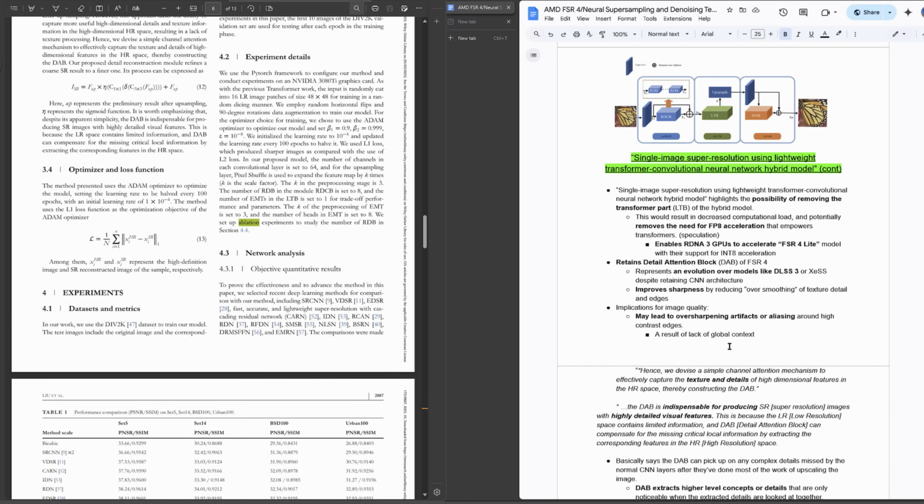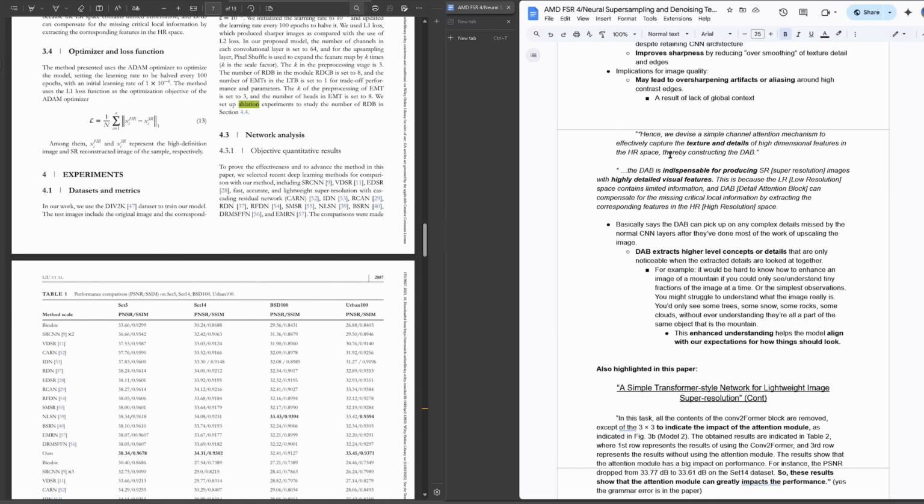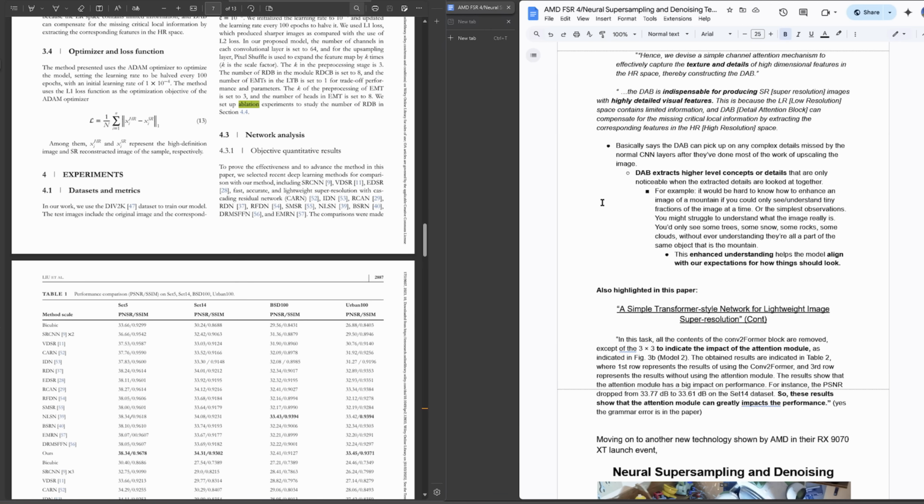Which is its purpose. In fact, let's talk about the DAB block a little bit. In the paper, they talk about how it's an attention mechanism. They say that it's indispensable for producing highly detailed visuals. And the DAB is kind of just like a layer that sits on top of the basic feature extraction layers that are extracting things like, here's an edge, here's a line, here's a specific pattern in this image. My understanding is the DAB takes a higher level understanding of those details to create ideas like, this is a fence, and then further understands how to enhance the output.